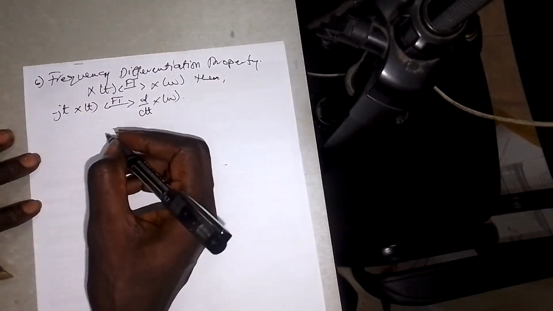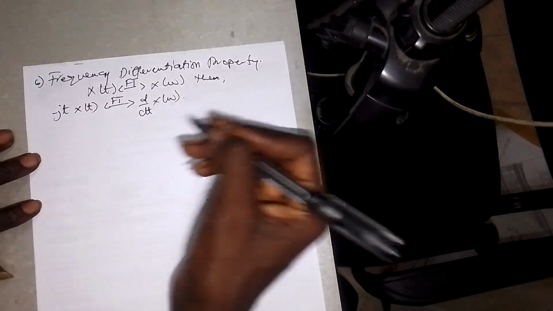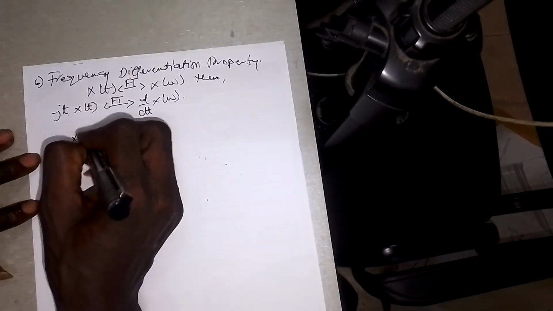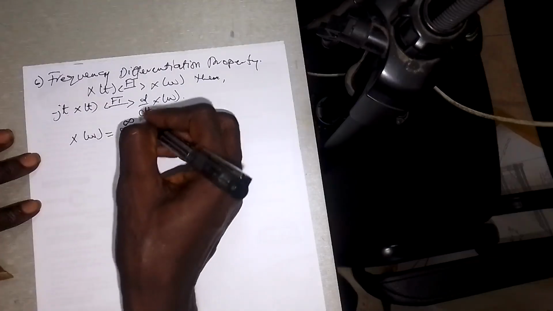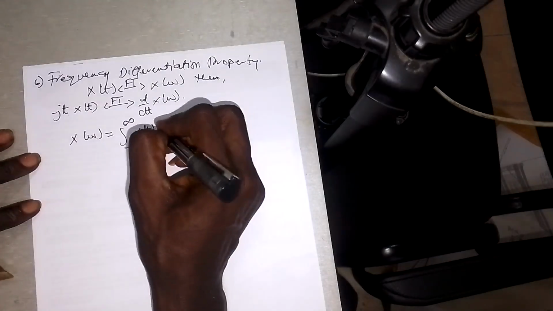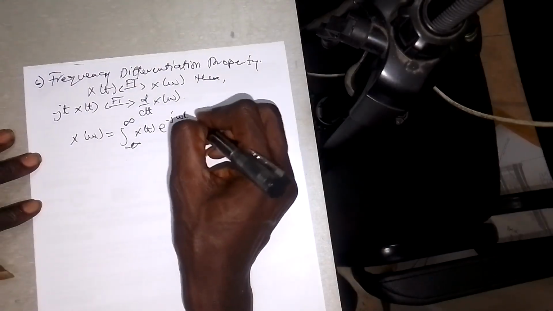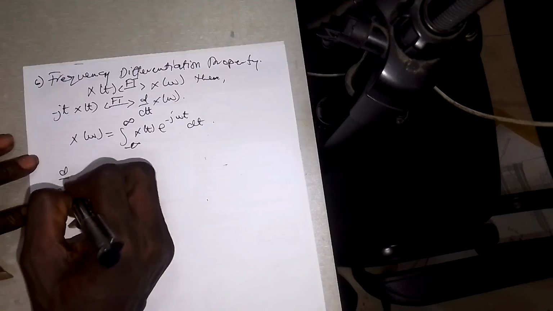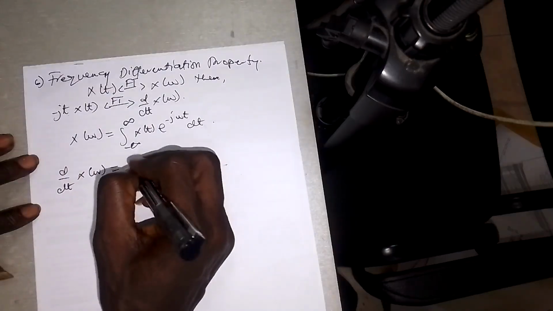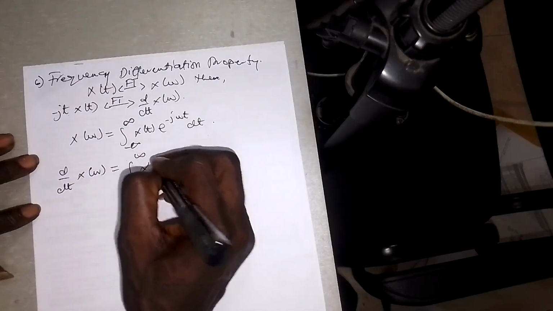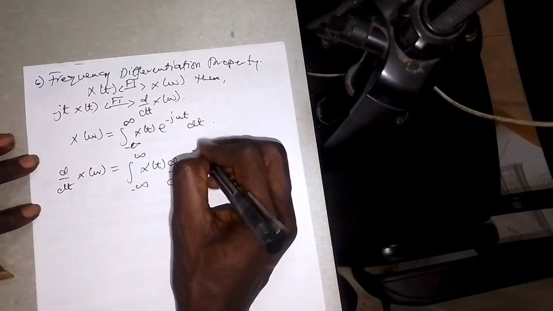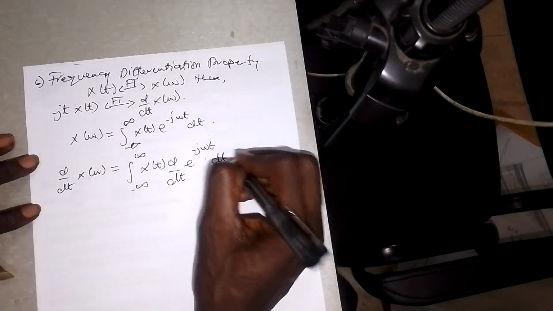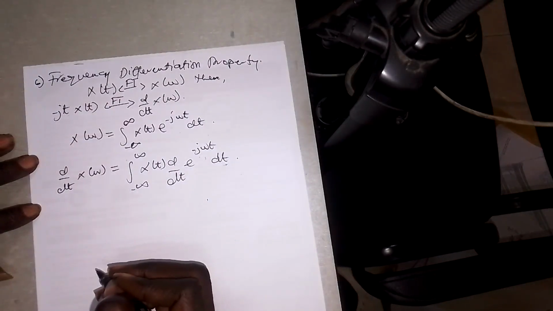So how can I prove this one? To prove it, what I know is that X(omega) is equal to the integral from minus infinity to infinity of x(t) e^(-j omega t) dt. Now I'll just differentiate both sides. d/d omega of X(omega) is equal to the integral from minus infinity to infinity of x(t), and then I'll differentiate here d/d omega of e^(-j omega t) dt. So that is what I will have here.